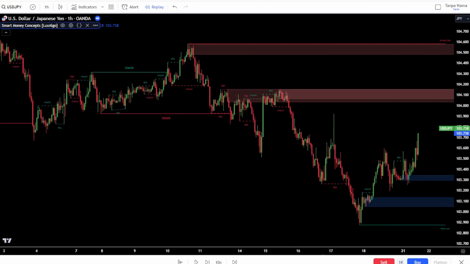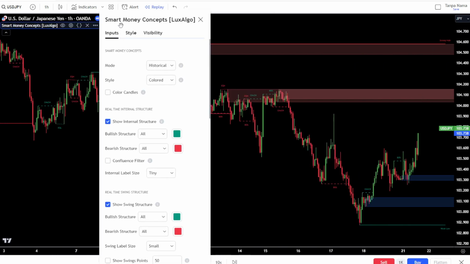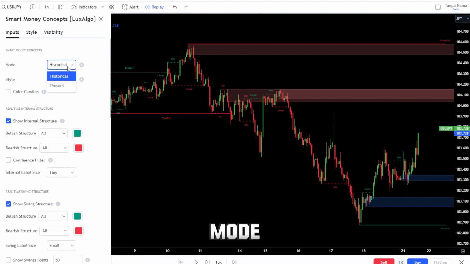There are several things that can be adjusted in this indicator, including: 1. Mode. In the mode options, you can choose between historical and present settings. If you choose present, the indicator will only display the most recent data. Meanwhile, if you select historical, the indicator will show previous data as well.